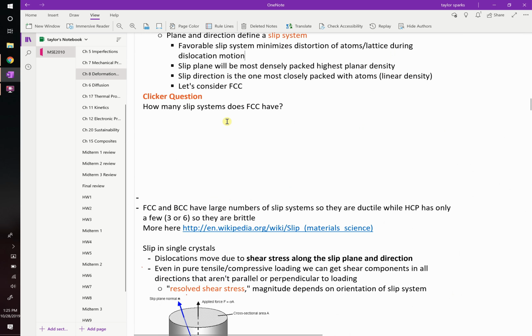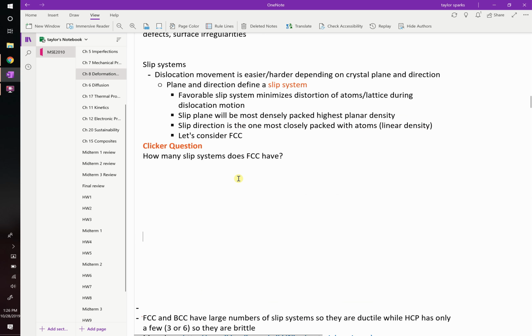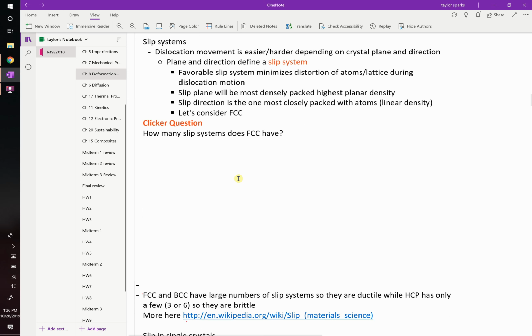How do we determine that? It's going to be the one that has the highest planar density. The slip plane will be the plane in your material that has the most atoms, the highest density of packed atoms on that plane. Because if they're packed really densely together, then it's not going to have to move very far, breaking a bond, before it finds another one. And then the direction where slip happens will be the most highly packed direction with the highest linear density. Everybody with me? Highest planar density, highest linear density will give us the most favorable slip.